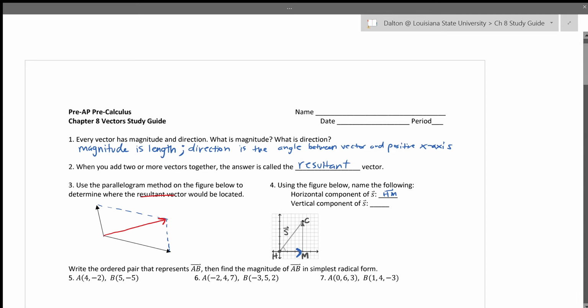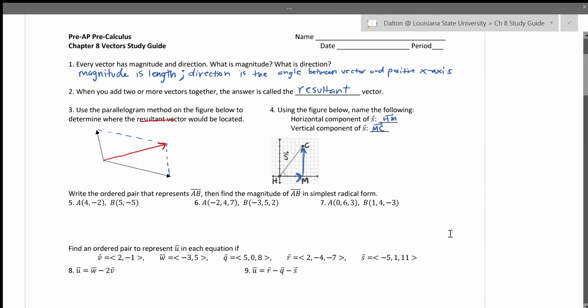Vector HM. And then the vertical component, it starts at M and goes up to C, so that one will be vector MC. If they had letters out here to the side like this, vector A and vector B, then you could use those. But if letters like that are not given, then you have to use the letters of the points where those vectors begin and end.